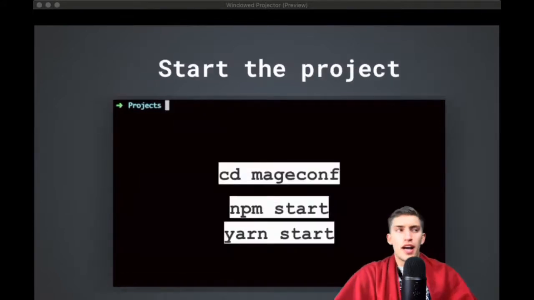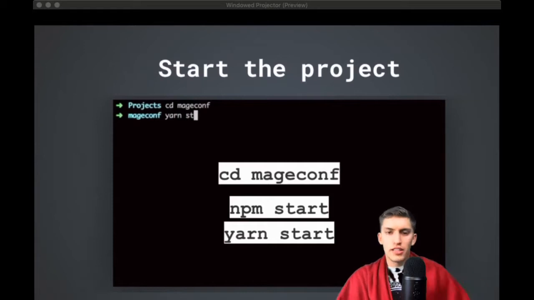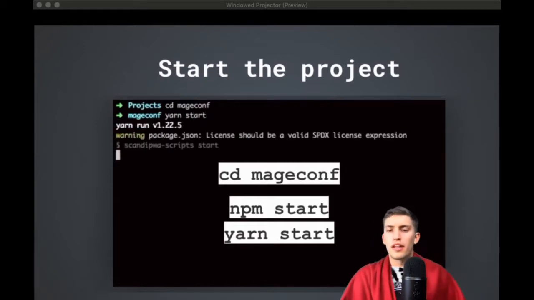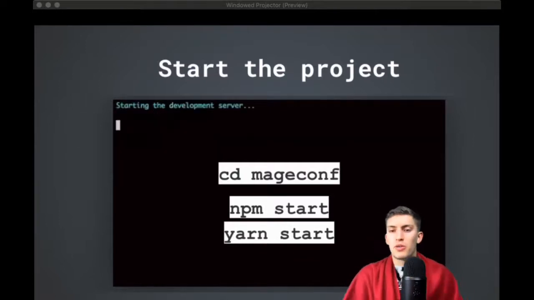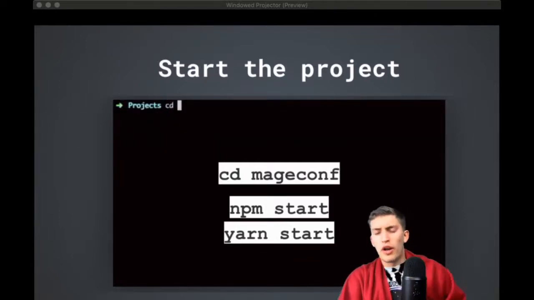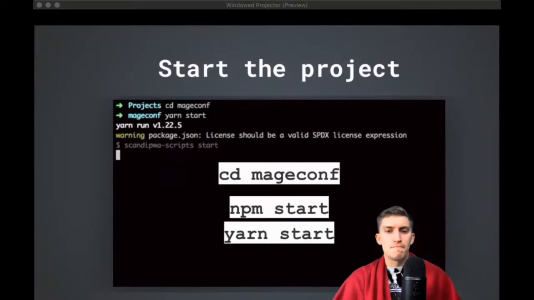Then you will be able to start the application. You will just need to enter yarn start or npm start. What this will do is open ScandiPWA version 3, or one of the latest versions we currently have, and you will be able to change it. So that's how easy the setup is. There is nothing more to it.